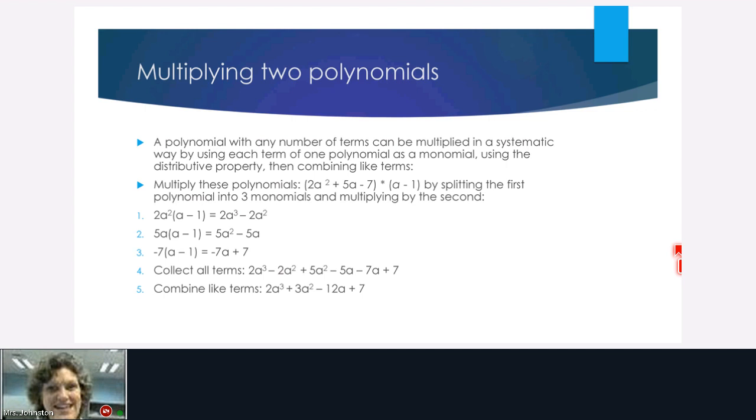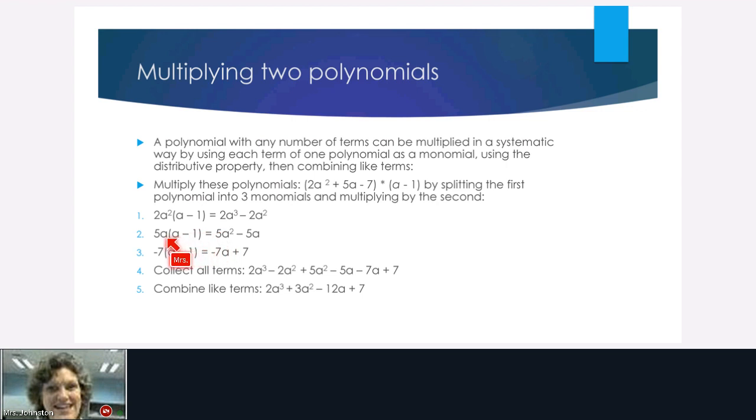Now, sometimes you have 2 polynomials that have to multiply by each other. The easiest way to think this through is that you're going to take each one of the factors, or the terms, from one polynomial and multiply it, like we just did in the last slide, by both of the terms in the second polynomial. So here I'm taking 2a squared first, and I'm going to multiply it by a minus 1. First by the a to get 2a cubed, then the minus sign, then by the 1 to get 2a squared.